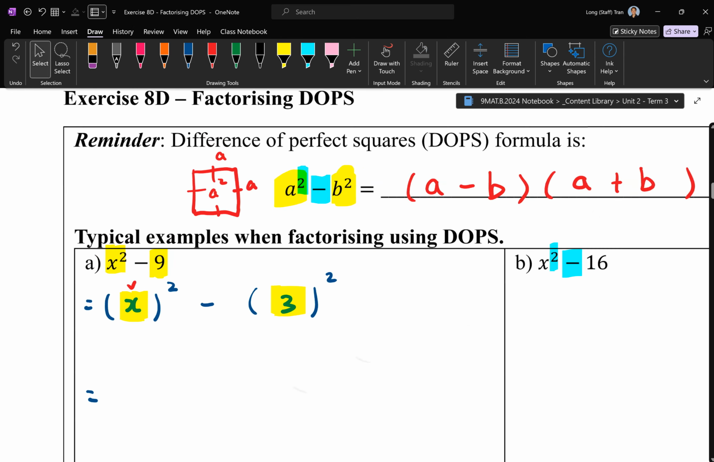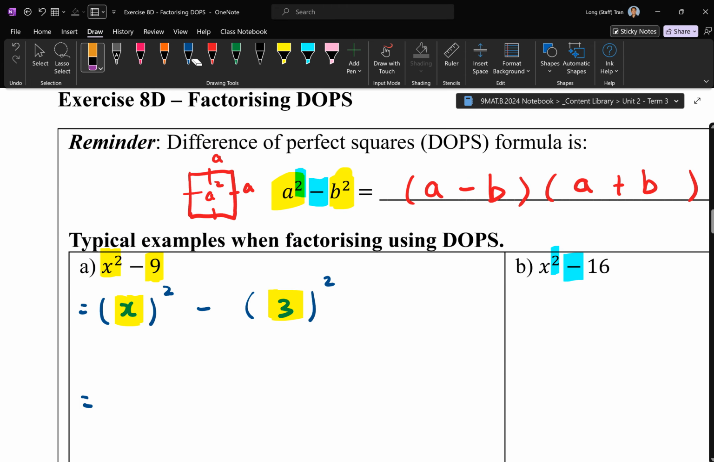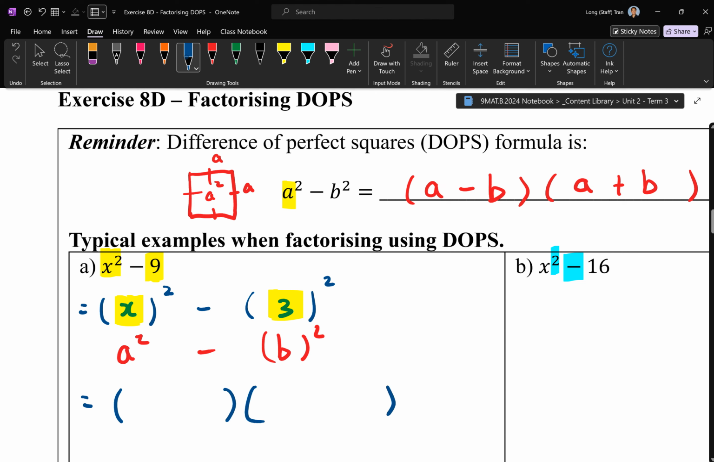Remember the rule: a squared minus b squared. So my a must be x, and my b must be 3. Can you see that? Then the brackets should be a minus b, which is x minus 3, and then a plus b, which is x plus 3. All you needed to figure out was which one is my a and which one is my b.